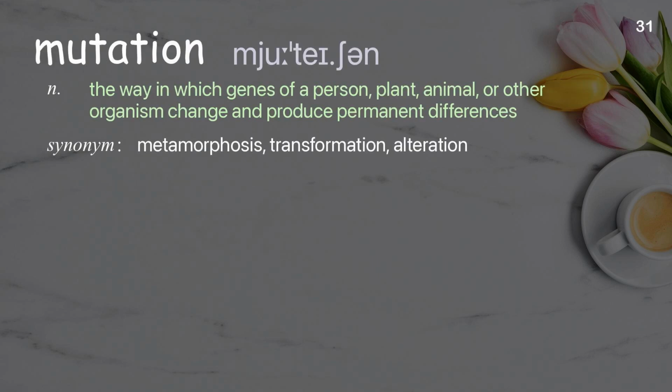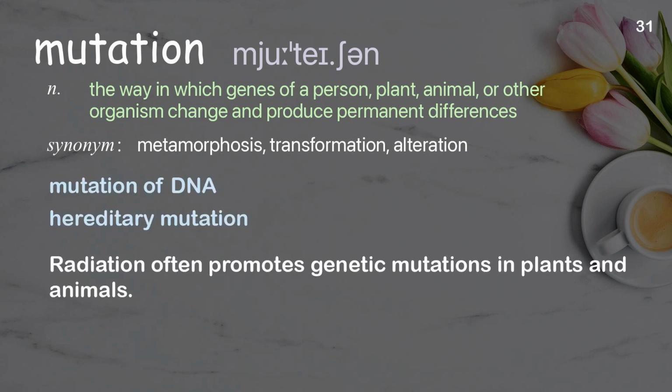Mutation. The way in which genes of a person, plant, animal, or other organism change and produce permanent differences. Examples: Mutation of DNA, hereditary mutation. Radiation often promotes genetic mutations in plants and animals.